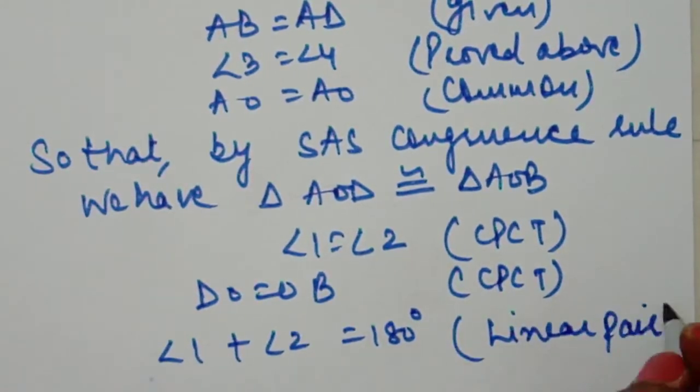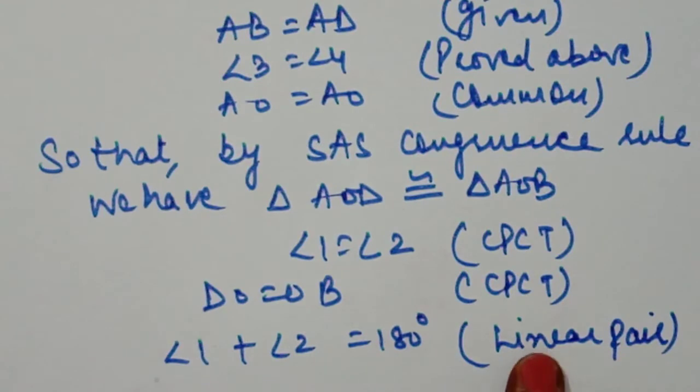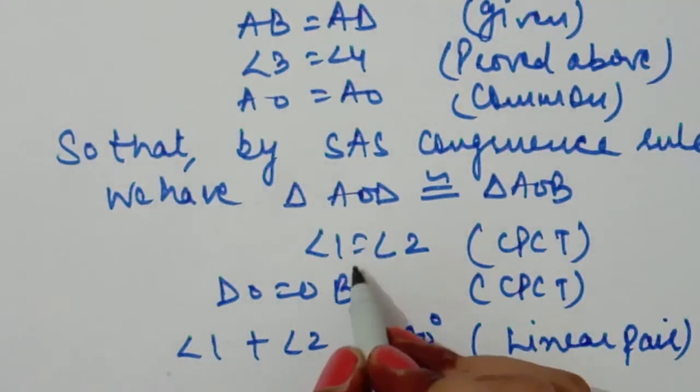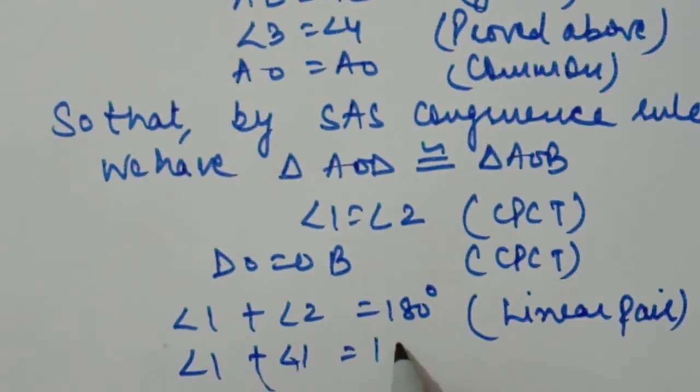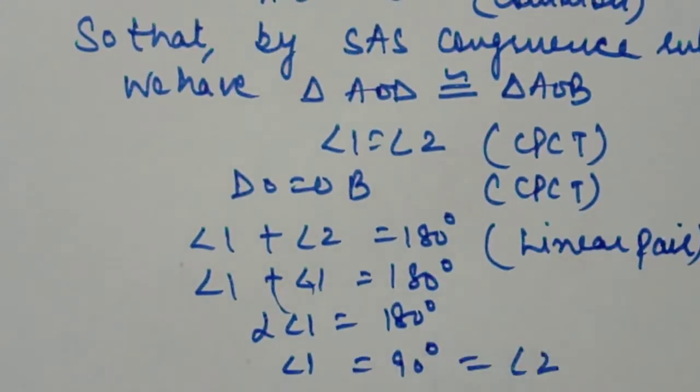Students, you are paying attention to this: you have to write all the reasons like this, which I am also writing. So if these two angles are equal, we will replace one angle with the other one. So double of angle 1 is equal to 180, and angle 1 is equal to 90 degrees, which is also equal to angle 2. So it is proved that AC is the perpendicular bisector of BD.